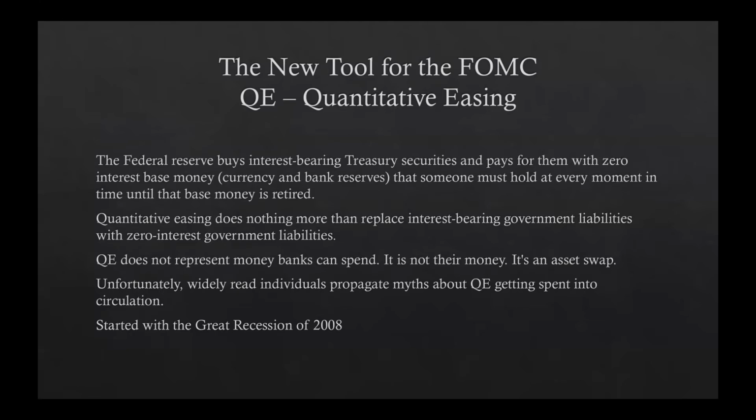And what is QE? It's kind of a new tool, hasn't been used much in the past. QE is where the Federal Reserve buys interest-bearing treasury securities and pays for them with zero interest base money. So they're taking currency, they're taking bank reserves. And by the way, these are reserves that someone must hold at every moment in time until that base money is retired. So if a bank has to keep a certain reserve requirement, that's key.